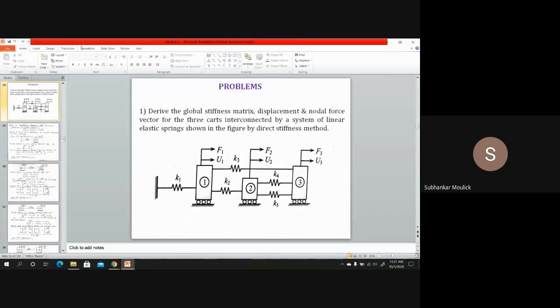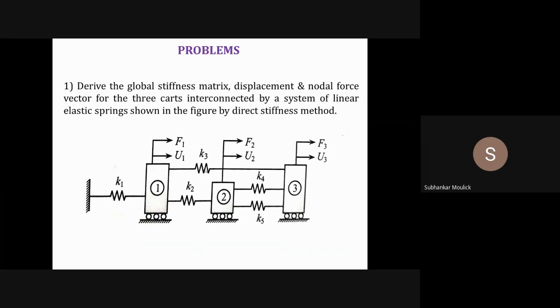If you remember, we solved this problem by the potential energy approach also, some 2 or 3 classes back. That means we found the global stiffness matrix for the entire problem by the potential energy method. Today we will solve the same problem by the direct stiffness method, and then we will understand the difference between the use of the direct stiffness method and the potential energy method.